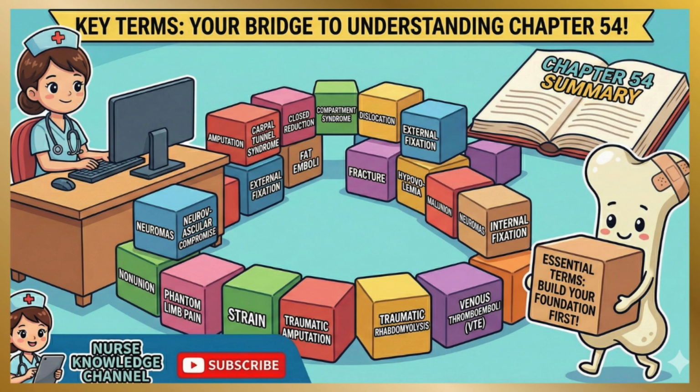Chapter 54, Musculoskeletal Trauma. Musculoskeletal trauma can look simple on the surface until it turns into an emergency. Those key terms are your cheat codes. Once you know them, you will instantly understand what is happening with sprains, fractures, and amputation before anyone else does.